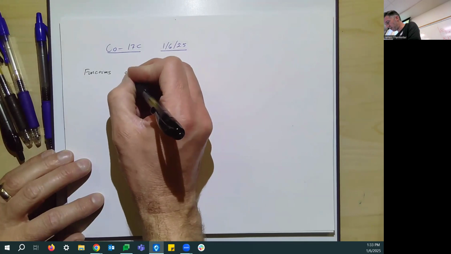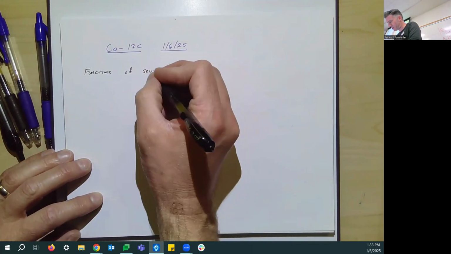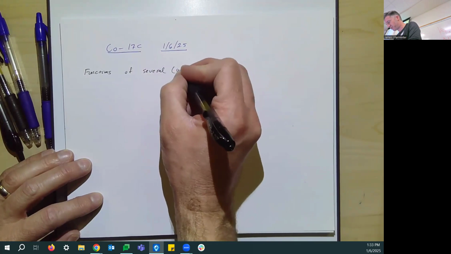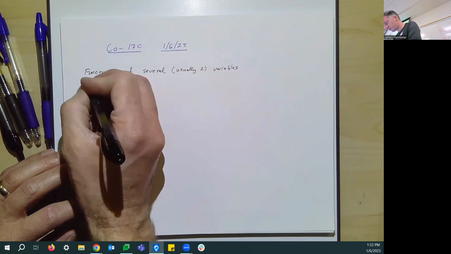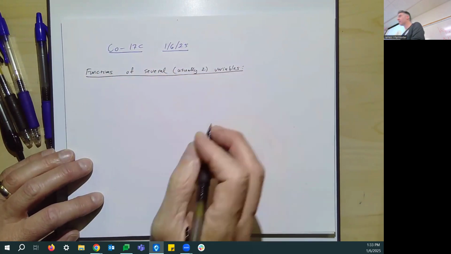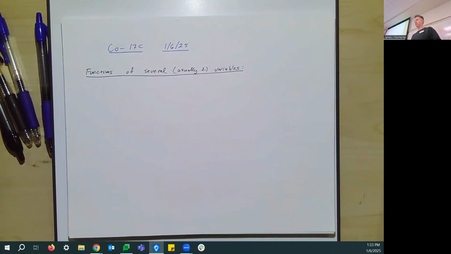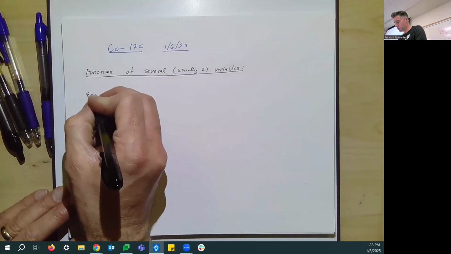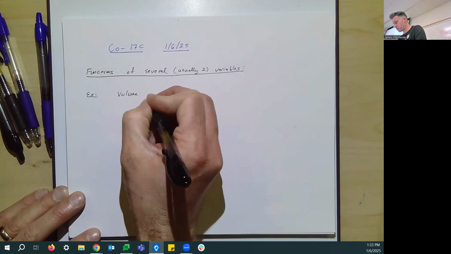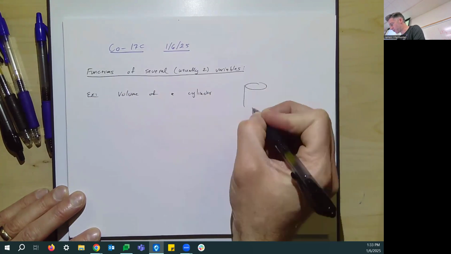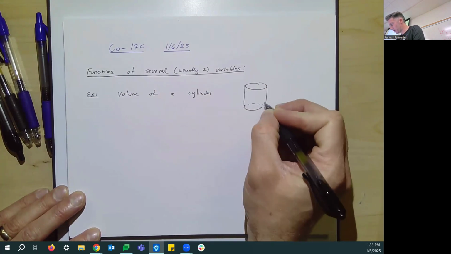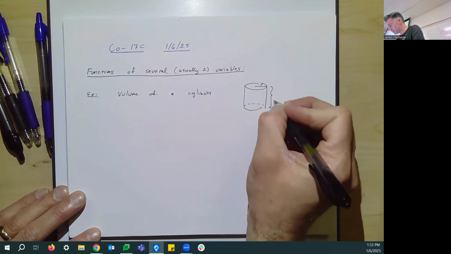Yeah. So let's see here. Functions of several, usually two, variables. Let's think of a couple. There's a couple examples that I was just running through my head. I was like, oh, what are some good examples of functions of two variables? One of them would be the volume of a cylinder, which looks like this. And it's got some radius and some height.